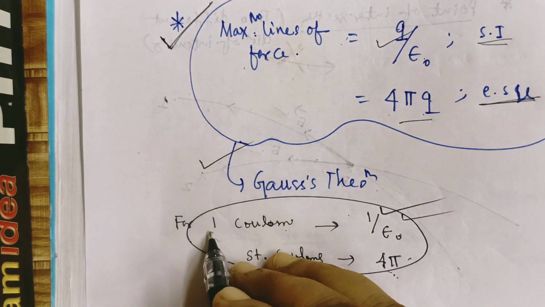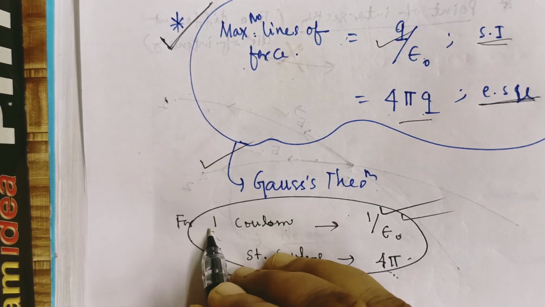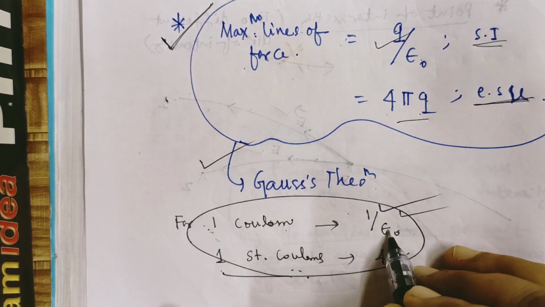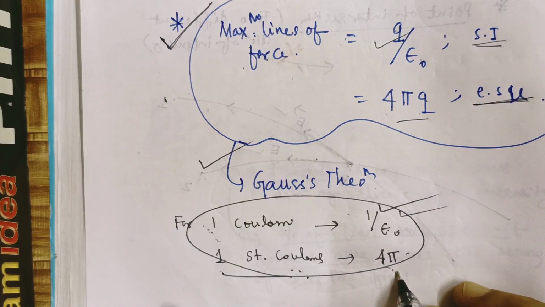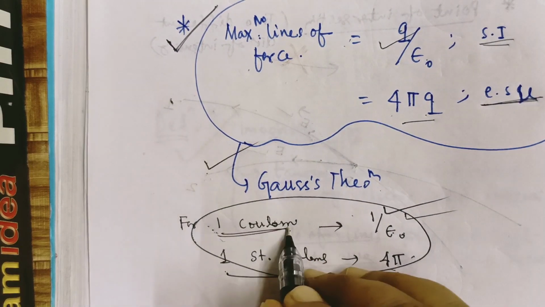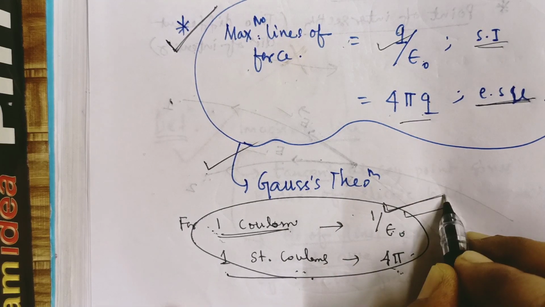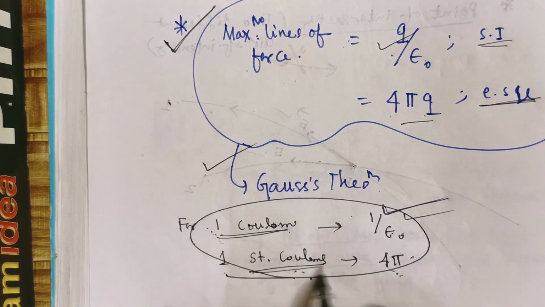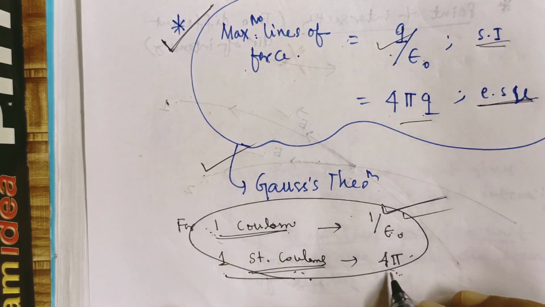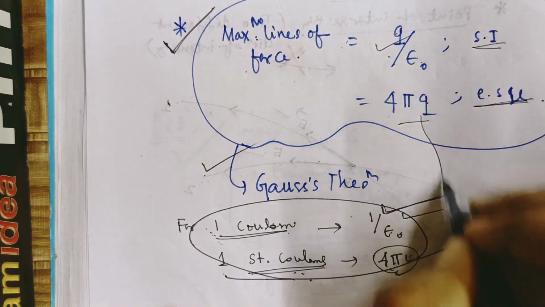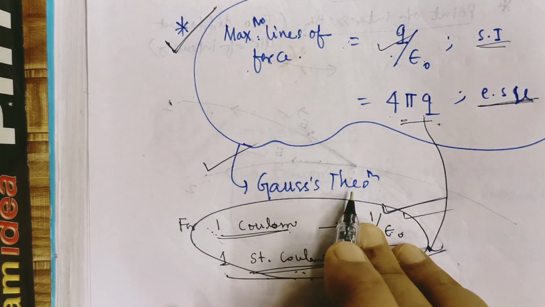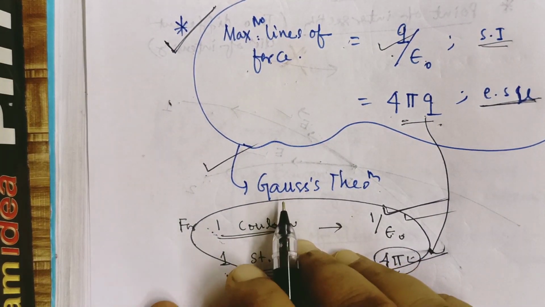If unit charge is given in the question, you may write 1 by epsilon 0 or you may write 4 pi. But if the question says 1 coulomb, your answer must be 1 by epsilon 0. That comes from this formula. If the question mentions 1 stat coulomb, your answer is 4 pi, and that also comes from this formula. And this formula is known as Gauss theorem, that we will discuss in later cases.